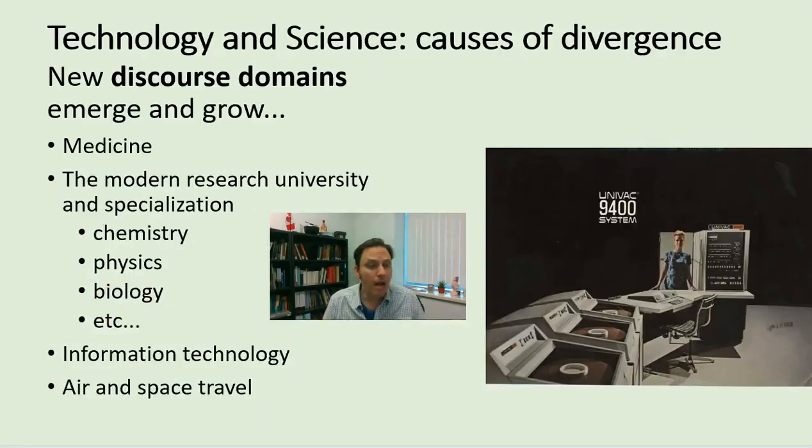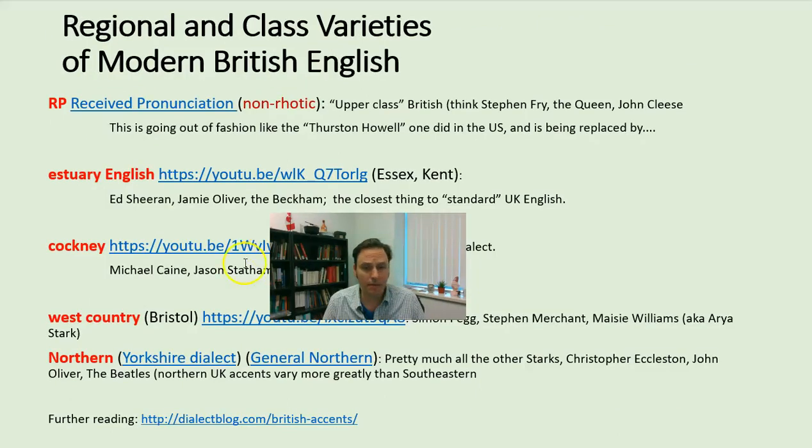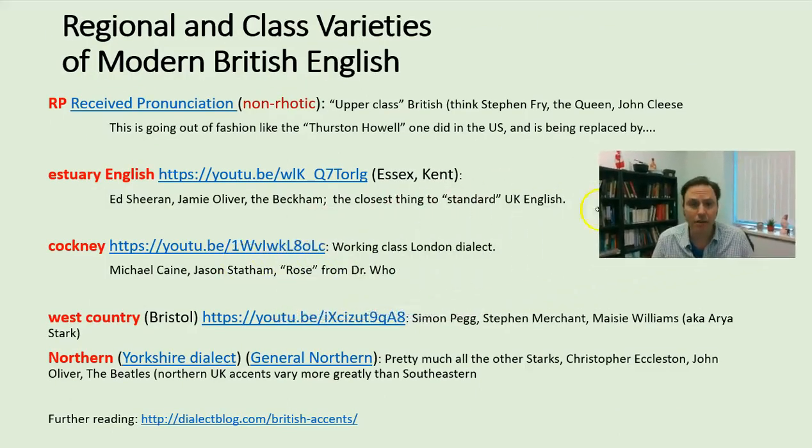So in this slideshow, I'm not going to play these for you, but I've given you examples, which I think you might enjoy listening to, of the various regional and class varieties of modern British English. This is by no means exhaustive. There is much greater variety and difference in the types of speech that you find in British English than there is in American English generally. But these are some of the more well-known ones that you might recognize.